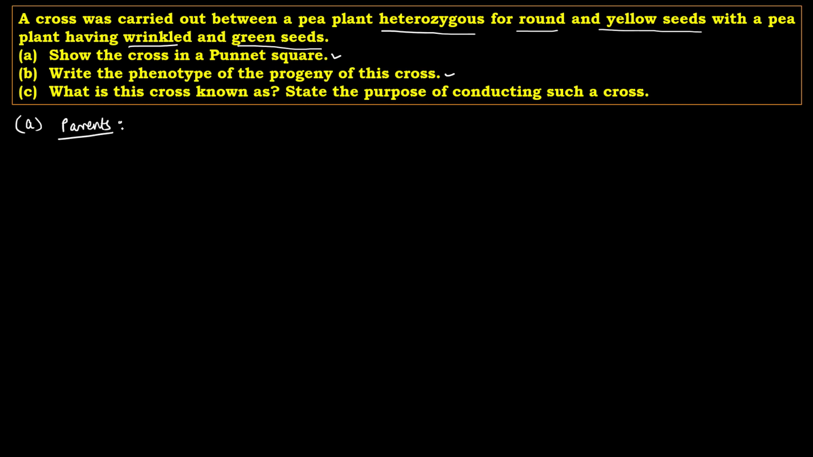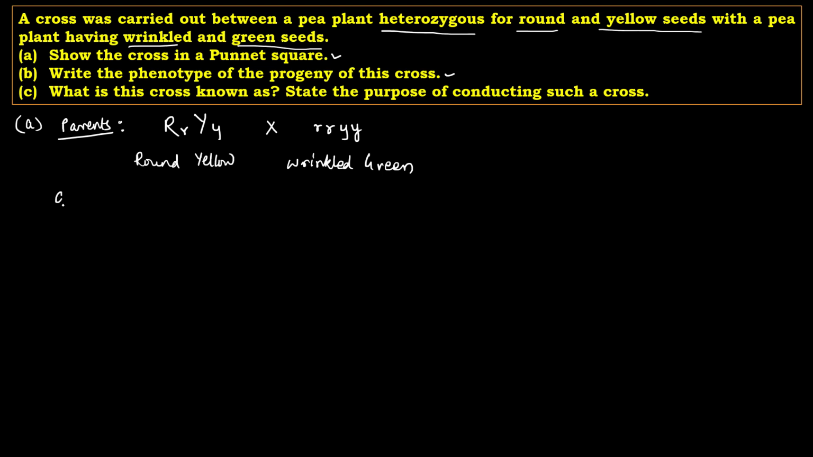The parents here are going to be heterozygous for round and yellow seeds. So when we are talking about heterozygous for round and yellow seeds, we have to go for capital R, small r, and capital Y, small y. So that is going to be round and yellow, and we are going to cross that with wrinkled and green. For wrinkled and green both are recessive, so small r, small r, small y, small y. So that is wrinkled green.